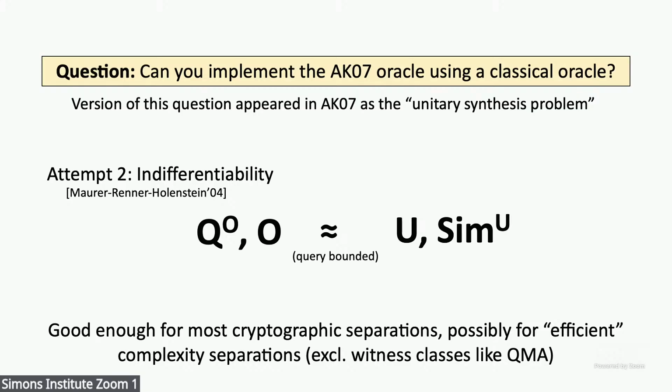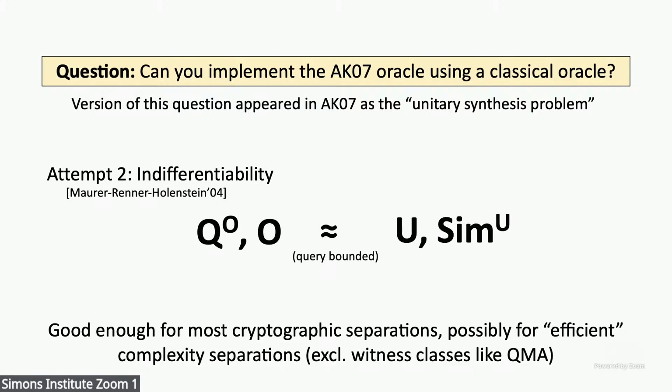I haven't thought a whole lot about what happens for complexity theory. I think if your complexity classes are efficient, this should also work. Weird things happen though when you have witnesses. You have to somehow model your witness in this notion. So for inefficient classes like QCMA, even indifferentiability is not going to be enough. But at least, this is outside of the theme of this paper, but I did want to mention this.